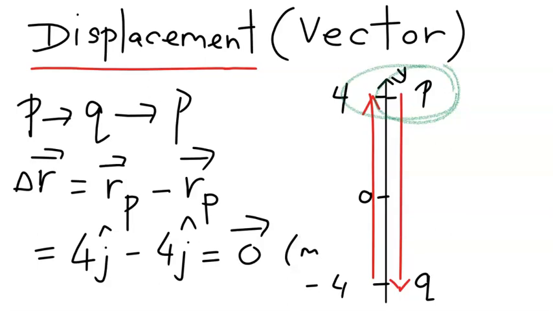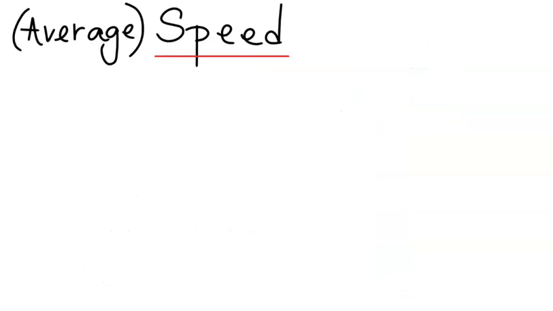So that is the displacement for this motion in this particular example. As you will see in a few minutes, this concept of displacement is very crucial, it's very important when we calculate average velocity later. Now let's look at average speed. So what is speed? Speed measures how much distance is covered in 1 unit of time.